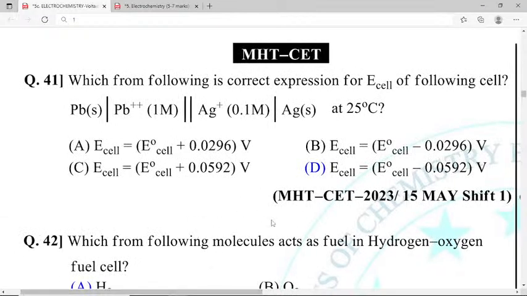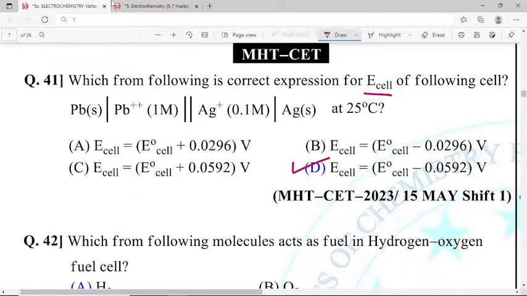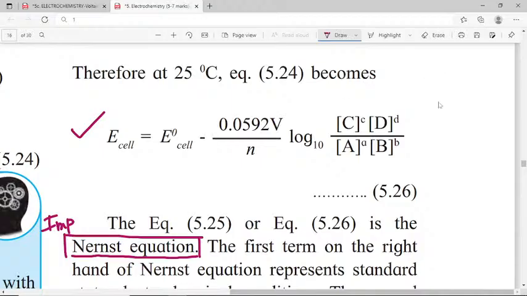Which of the following is the correct expression for the EMF of the following cell? Use the Nernst equation. Pb2+, Ag+. Silver has a value of one. So this is the equation: E cell equals E naught cell minus 0.0592 over n, log of Pb2+ concentration. The concentration is 0.1, so it becomes 10 to power minus 1, and minus becomes plus. Use the Nernst equation here.